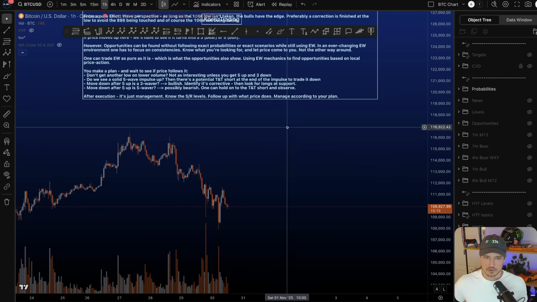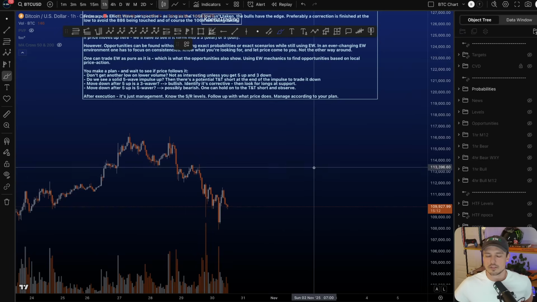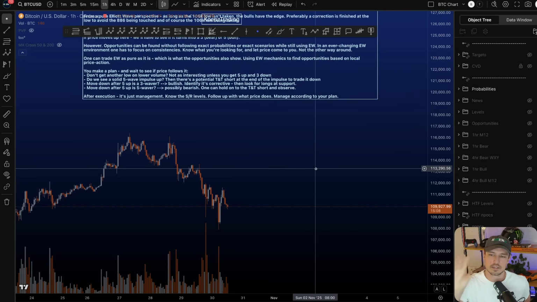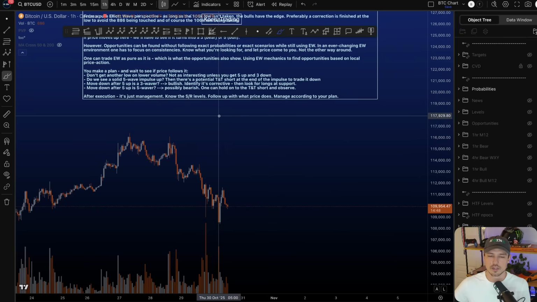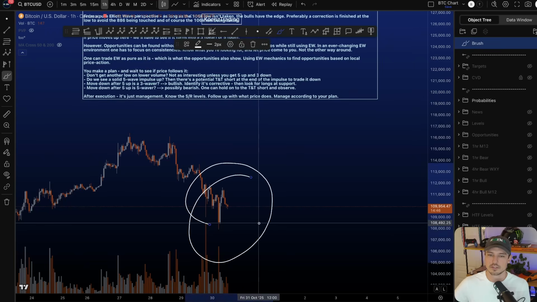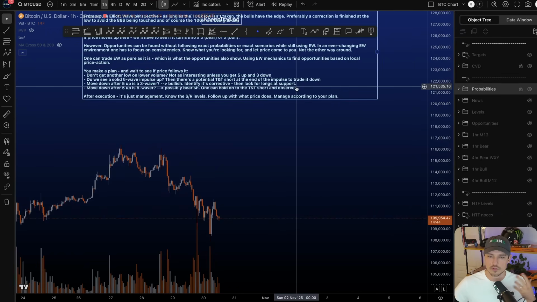So it's a lot of talking on opportunities, but I think it's important because I see so often that people try to hyper focus on 'I have to trade discount' or this, but there are consistencies in Elliott waves, even though the Elliott wave scenarios might fluctuate. As long as you know what you're looking for, you can take those opportunities. So after execution, it's just management. You've got to know your SR levels, follow what price is doing, and manage according to your plan.